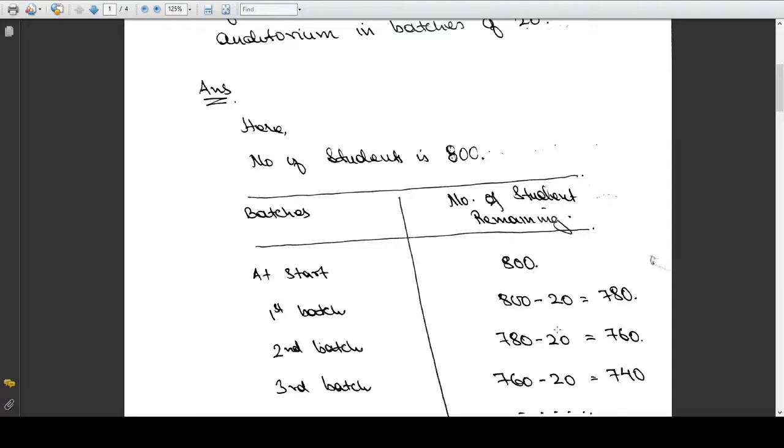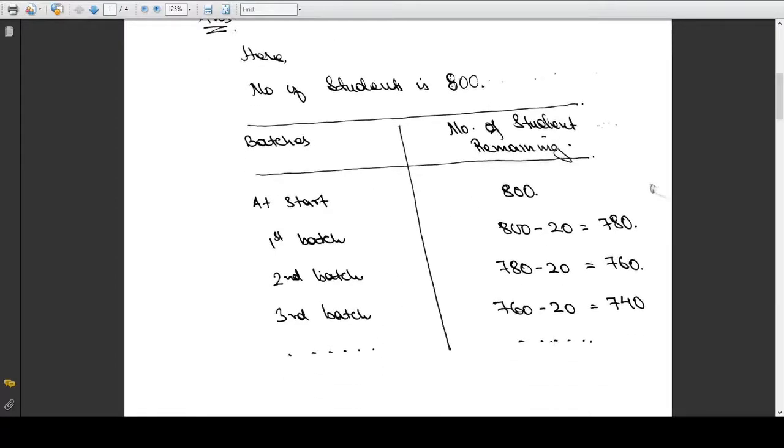Now 20 move out of the room. If 20 move out of the room, what is the remaining number of students in that auditorium? It is 780 minus 20, that is 760. And same thing with the third batch, fourth batch, fifth batch, sixth batch, and so on. It will go on reducing. The number of students remaining in the auditorium will go on decreasing by 20 in each case.